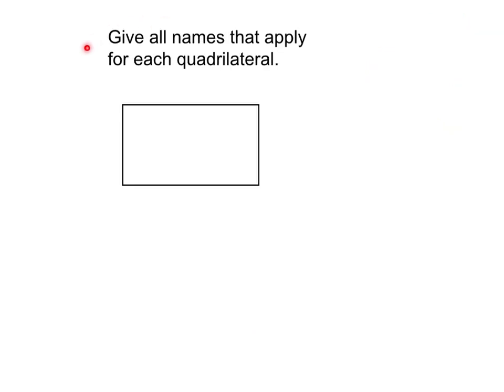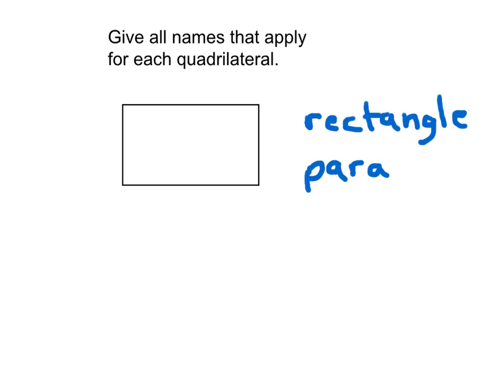Alright, the instructions here say give all names that apply for each quadrilateral. First off, one of the names that applies for this one starts with an R. It is a rectangle, right? Now, we also have 2 sets of parallel sides. 1 set, 2 sets. So what's the name that applies there then? It's a parallelogram.